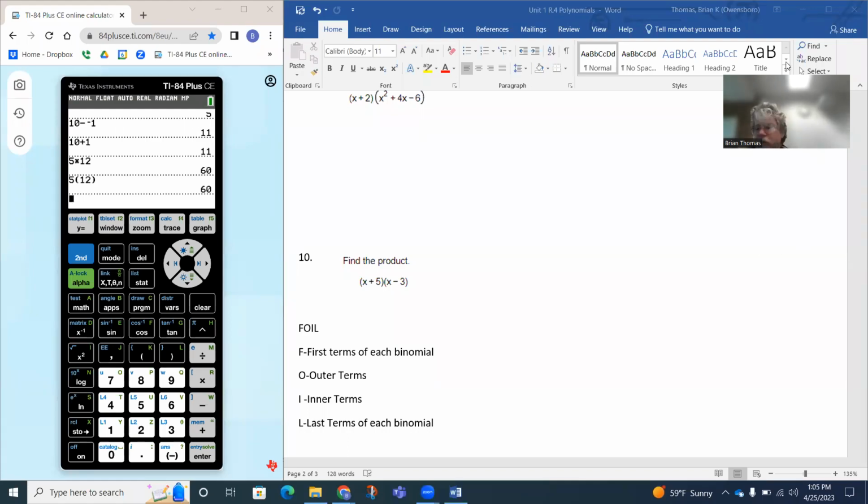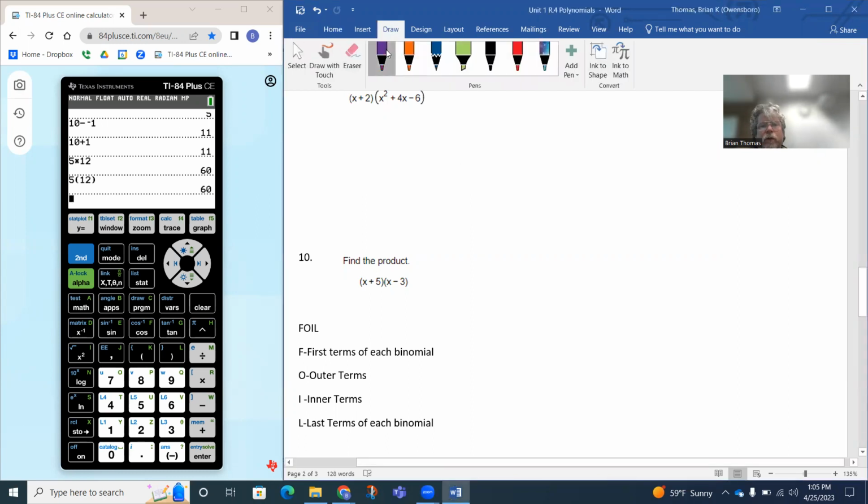So question 10 says, find the product. So remember, product kind of means to multiply. So product is the answer to a multiplication problem. So that's how we have a binomial times a binomial. We have a two-termed expression times a two-termed expression.